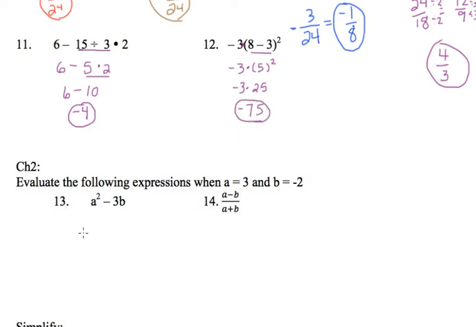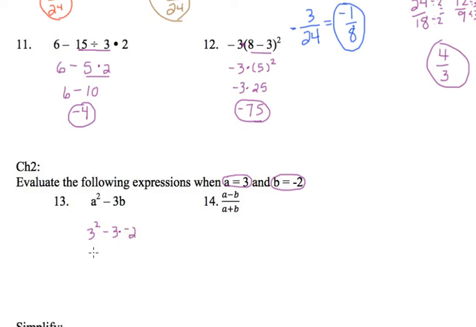To evaluate expressions means that you're going to replace the A's with 3's, and you're going to replace the B's with negative 2's, and then come up with an actual answer. So A squared will be 3 squared minus 3. The 3's right next to the B, so that means multiplied by negative 2.